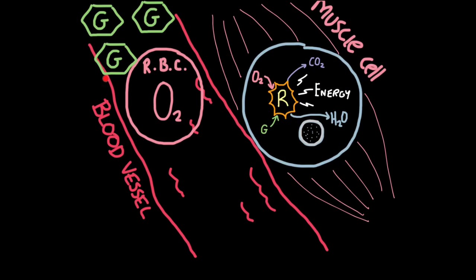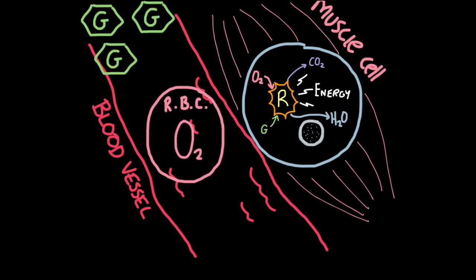This is done through our circulatory system. So this blood vessel represents a capillary, a tiny blood vessel that basically delivers oxygen and glucose to single cells. Within the blood, you'll find red blood cells which transport oxygen. So red blood cells will be traveling down the blood vessel.